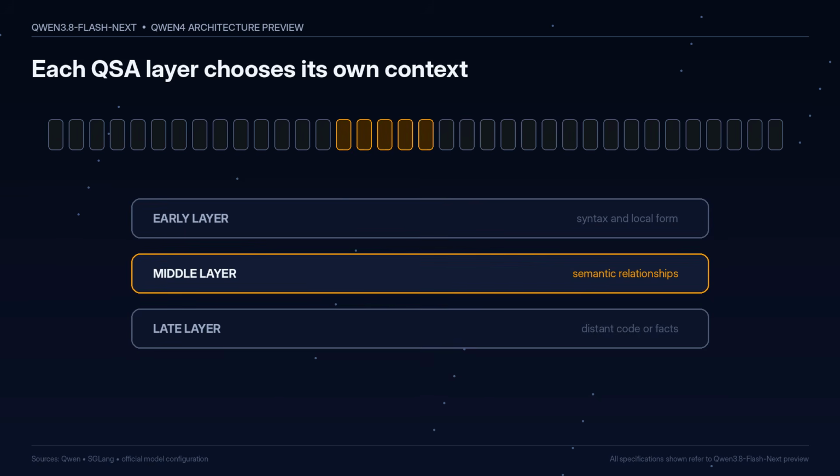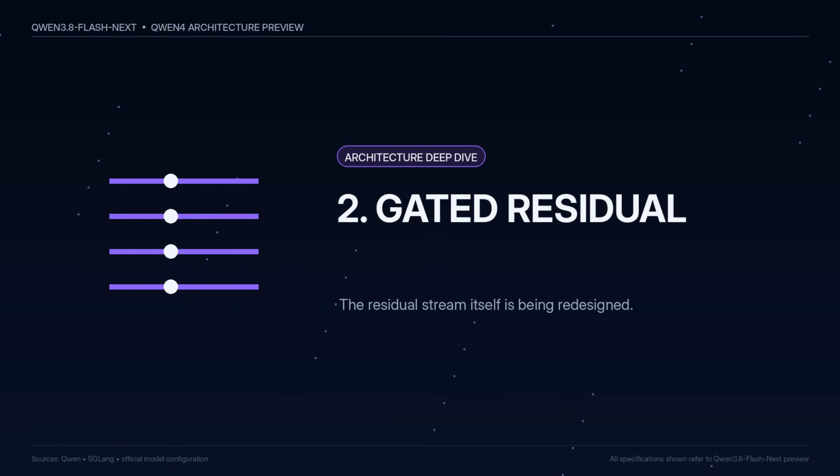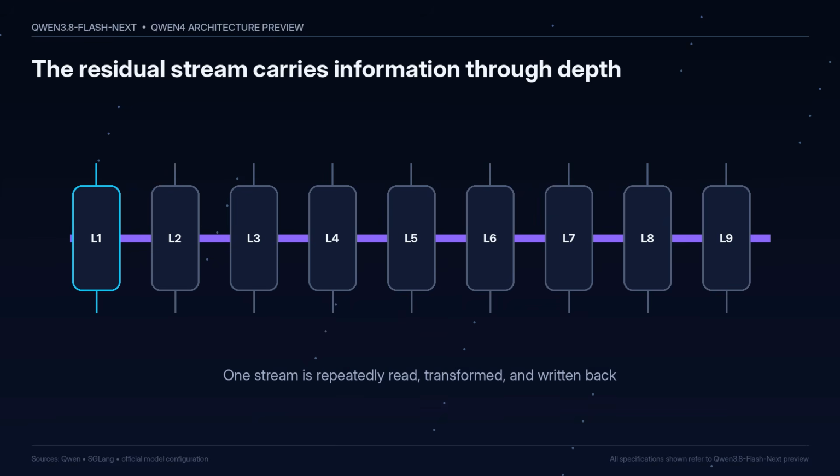Different depths of the network might need completely different information. An early layer might care about syntax. A later layer might care about some piece of code from 400,000 tokens ago. Qwen lets each attention layer decide independently what information it needs. And then Qwen changed something even more fundamental: the residual stream. Normal transformers basically have one main residual stream. Every layer reads from it, processes something, writes information back into it.